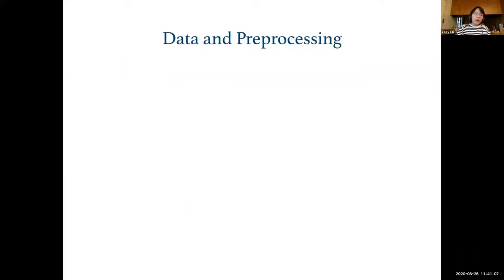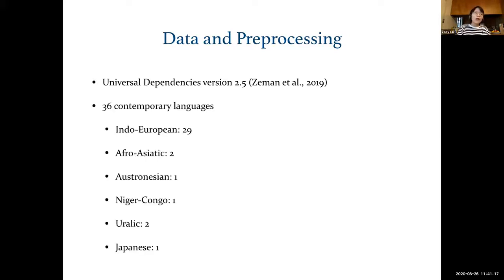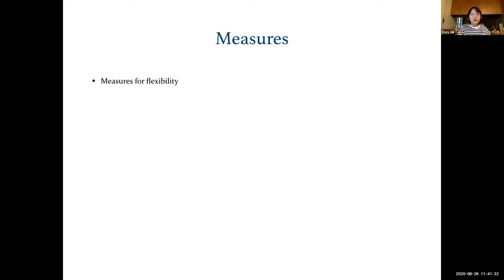So for data, I used multilingual corpora from the Universal Dependencies Treebank. I focused on contemporary languages, and after pre-processing, I have a data set with 36 contemporary languages, and admittedly, the data set is highly skewed towards Indo-European languages. Regarding measures, for flexibility, I use the measure entropy, which has been adopted by previous studies to measure flexibility using large-scale corpora.